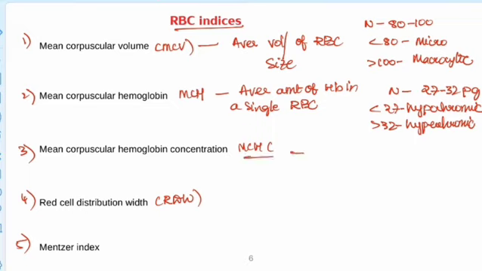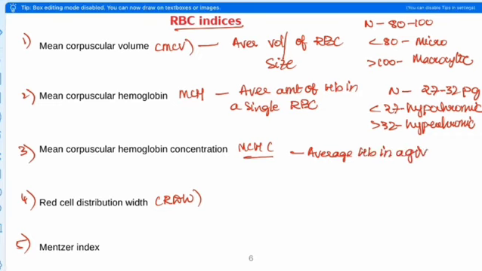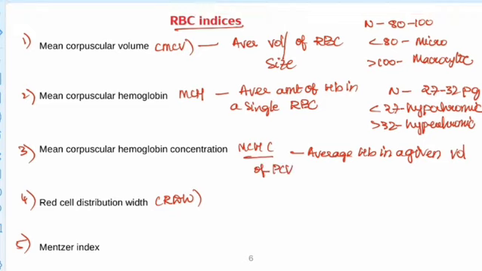MCHC is the average hemoglobin in a given volume of packed cell volume. It is MCH by MCV. Normal values range from 32 to 37 grams per deciliter.